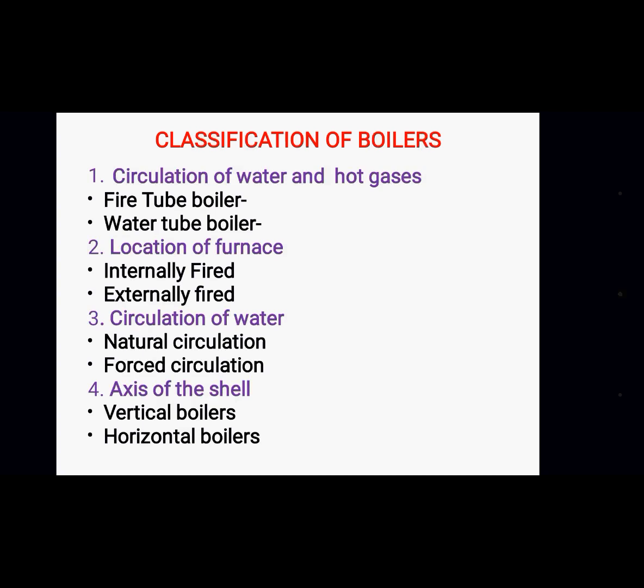There are certain parameters based on which boilers are classified into different types. I have displayed 4 parameters: number 1, circulation of water and hot gases; number 2, location of furnace; number 3, circulation of water; and number 4, axis of the shell. Based on these 4 parameters, you can classify the boilers into the different types which are highlighted. Number 1 parameter, circulation of water and hot gases.